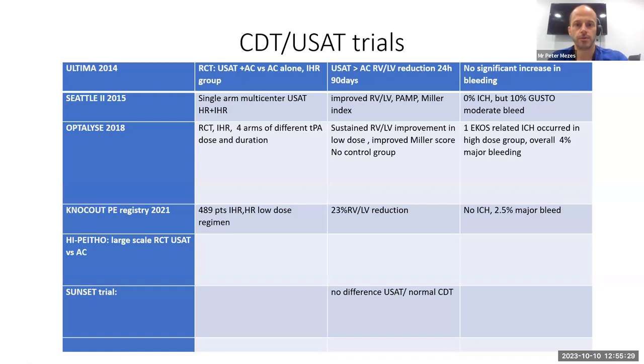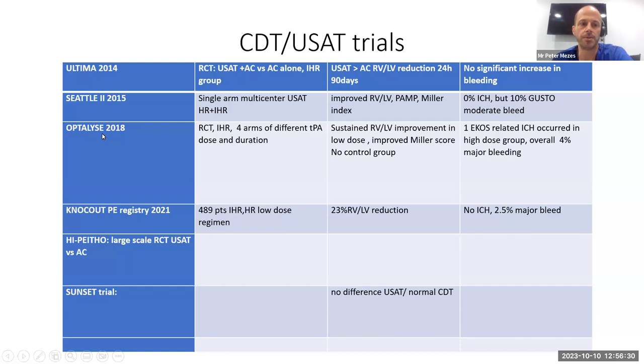So moving forward to look at some evidence. These are the major trials of the ultrasound-assisted thrombolysis, or the EKOS device, over the years. There was one study in 2014 which compared the device against anticoagulation alone, and it showed better RV reduction compared to the anticoagulated patients, and there was no significant bleeding risk. One year later, the SEATTLE II trial was just a single-arm study, but it showed significant hemodynamic improvement in all the patients treated, and there was no intracranial hemorrhage, but there was up to 10% major or moderate bleeding according to the GUSTO criteria.